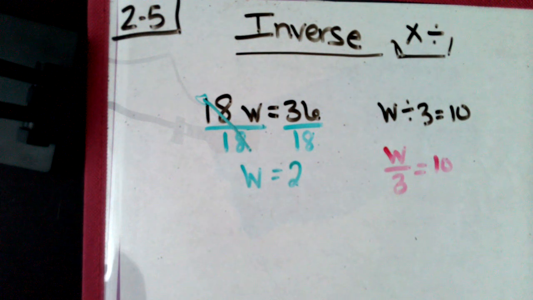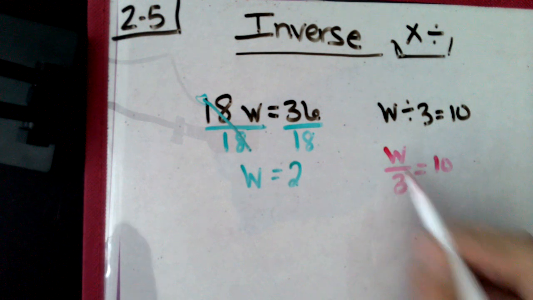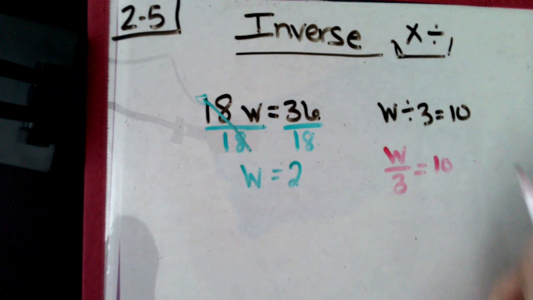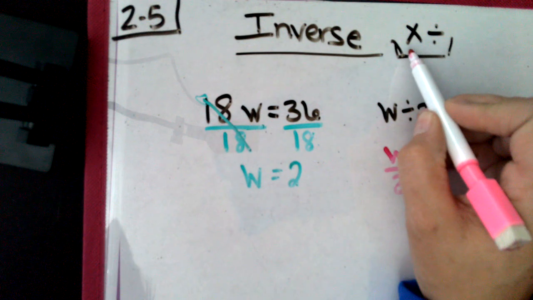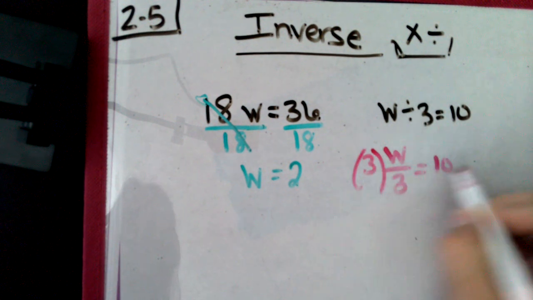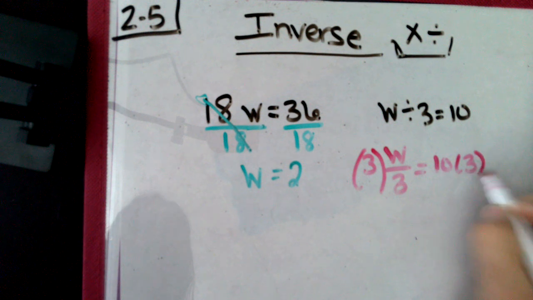Now, what's the variable? Well, in this scenario, my variable is W. What are they doing to it? They're dividing it by 3. So how do I do the opposite? The opposite of division is multiplication. So I am going to multiply this side by 3 and multiply this side by 3.